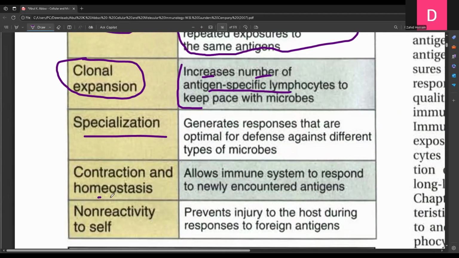Contraction and homeostasis allow the immune system to respond to newly encountered antigens. And non-reactivity to self is the recognition of self from non-self. So it will only respond to non-self proteins and pathogens. It prevents injury to the host during responses to foreign antigens. It is this ability that it will not damage its own body.